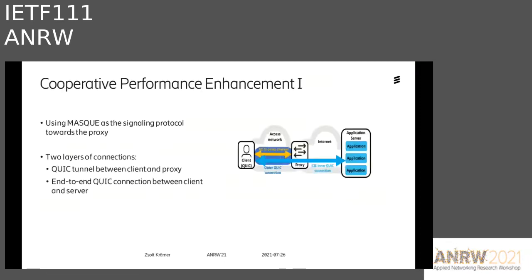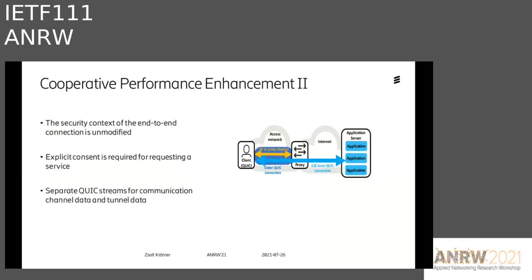What we propose is a cooperative performance enhancement framework using MASQ as the signaling protocol towards the proxy, resulting in two layers of connections: a QUIC tunnel between the client and the proxy, and the end-to-end QUIC connection between the client and the target application server. It is important to note that the security context of the end-to-end connection is unmodified, so confidentiality, source authentication, and integrity are preserved.